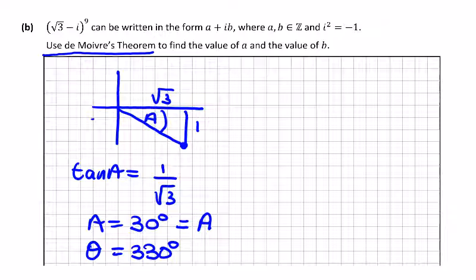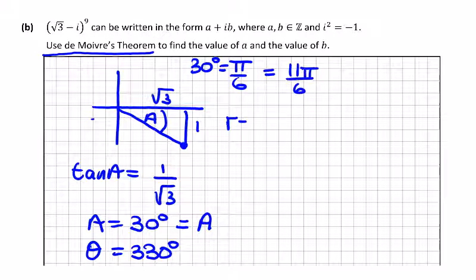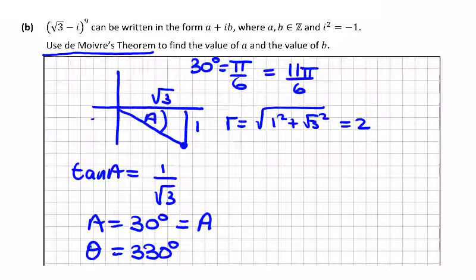30 degrees is pi over 6. If you want to write it in radians, 30 degrees would be pi over 6. So 330 is 11 of them, 11 pi over 6. Now we just need the modulus. The modulus is equal to the square root of 1 squared plus root 3 squared, which you've seen these loads of times, is equal to 2. So in polar form, this is 2 times the cos of the angle, 11 pi over 6, plus i times the sine of 11 pi over 6.